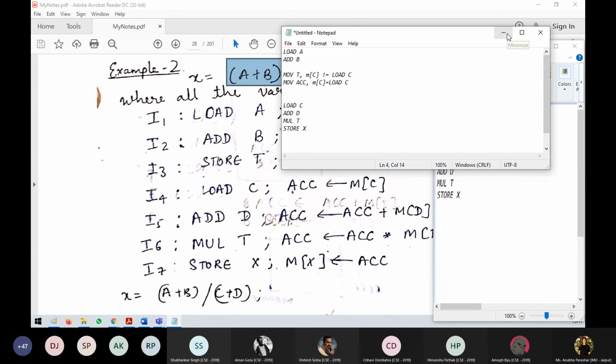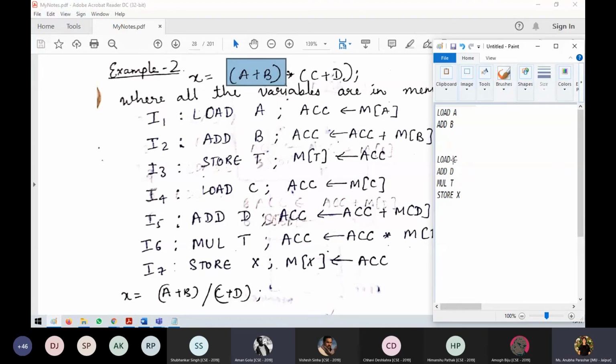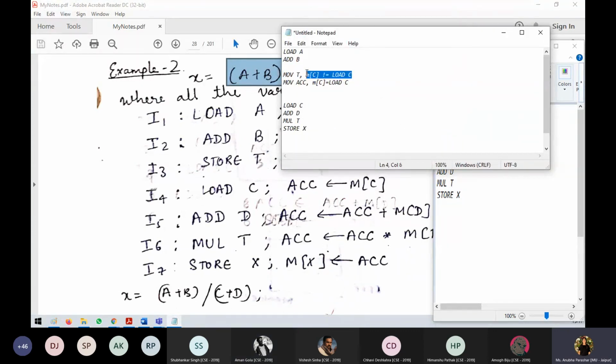So understood this? After we move C to the temporary register, we can directly add D there, right? If you move C to the temporary register, then you add T comma T. Now the accumulator has the value of A plus B, and the temporary register has the value of C. Now you can use multiply with T. You can go with multiply then.